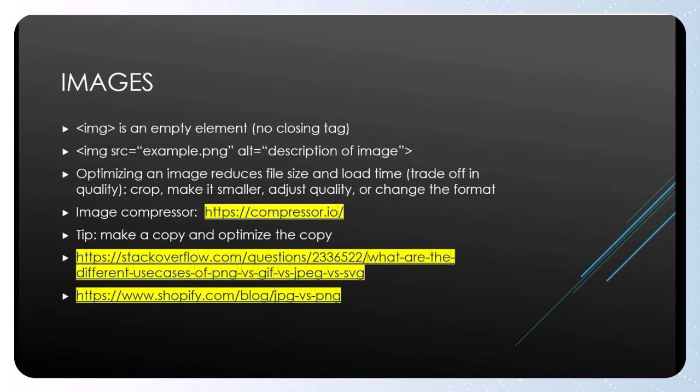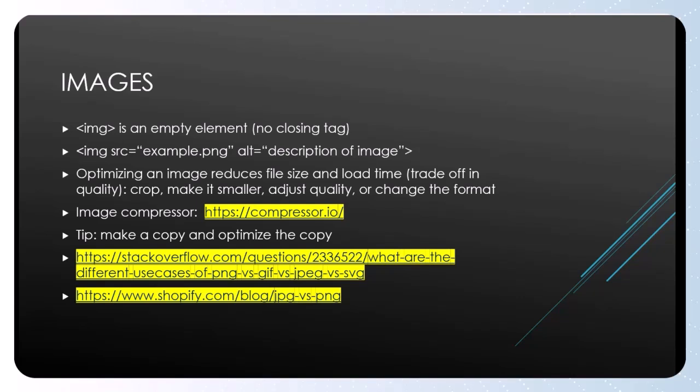example.png. And then you always want to include the alternate description of the image, for if the image for some reason cannot be displayed, but also for accessibility purposes. You want to always include that description for screen readers, so that people who can't see the image can have it described.